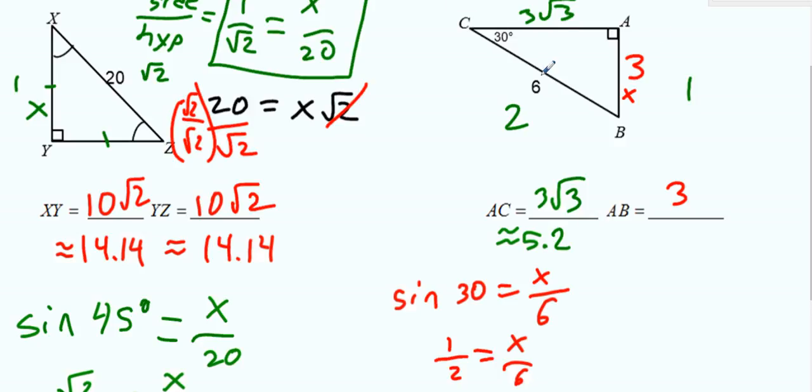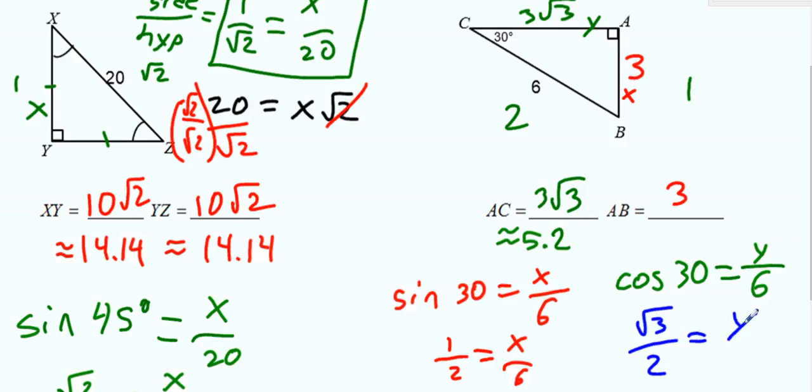If you did the other one, you'd have to do cosine 30 for adjacent over hypotenuse. You call that y. Adjacent over hypotenuse would be 6. Then you'd replace cosine 30 with, you fold down your ring finger for the left-hand trick, square root of 3 over 2. And cross multiply that to solve and get 3 square root of 3.